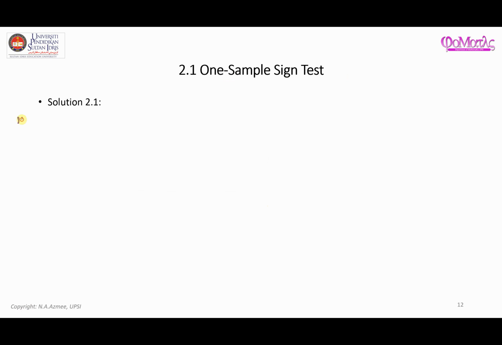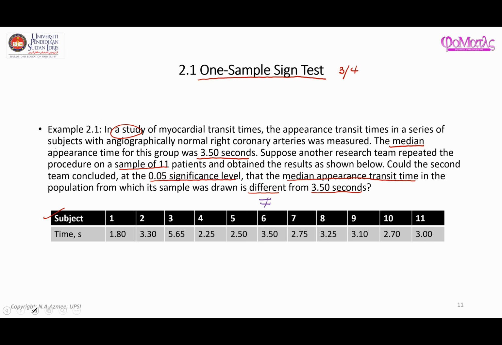All right. The first part is to formulate the hypothesis. This is the population median M equals 3.5 versus the alternative, not equal to 3.5. And let's note that the significance level alpha is 0.05 and our sample size is equal to 11. So that's it really. We have taken out all the information from this part here.